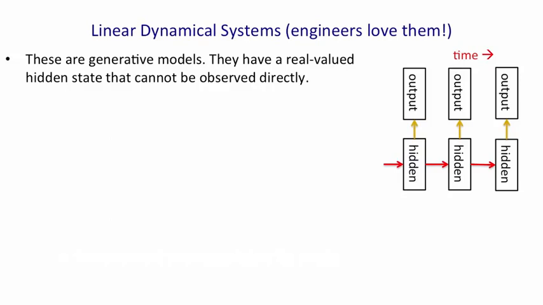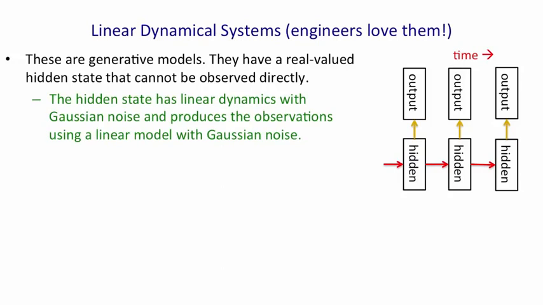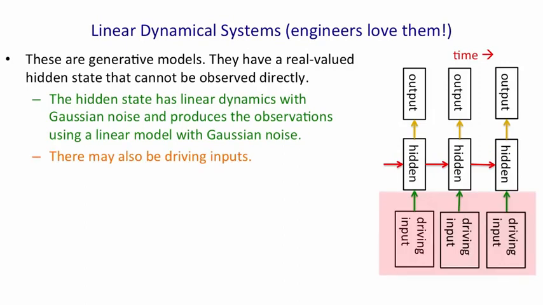So one standard model is a linear dynamical system. It's very widely used in engineering. This is a generative model that has real valued hidden state. The hidden state has linear dynamics, shown by those red arrows on the right. And the dynamics has Gaussian noise, so that the hidden state evolves probabilistically. There may also be driving inputs, shown at the bottom there, which directly influence the hidden state. So the inputs influence the hidden state directly. The hidden state determines the output.